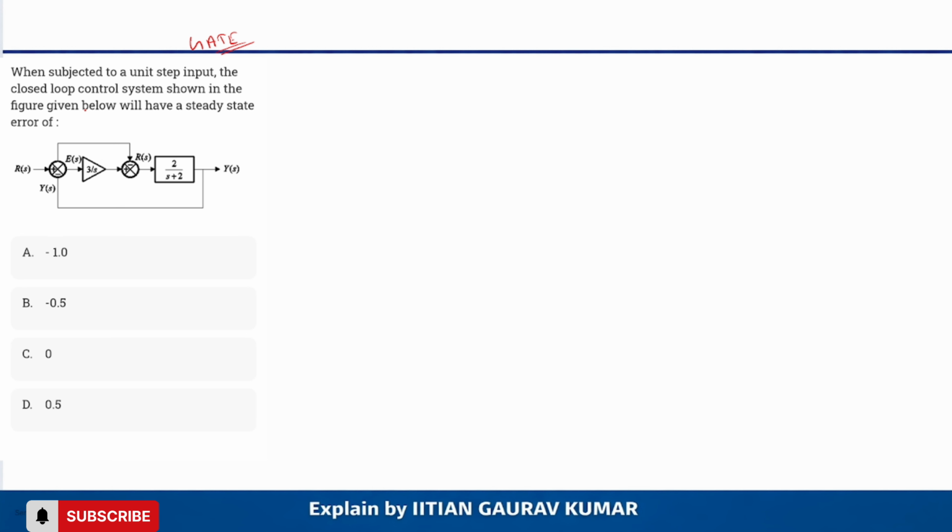So given that, the question says that when subjected to a unit step input, the closed loop control system shown in the figure below will have a steady state error of. So basically he asked about the steady state error. The diagram is given, and we have to solve it with the help of Mason's gain formula.